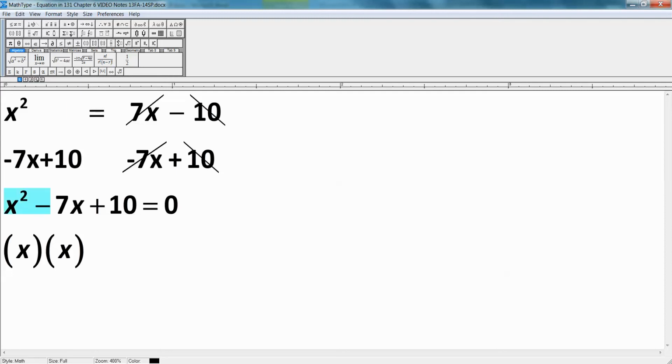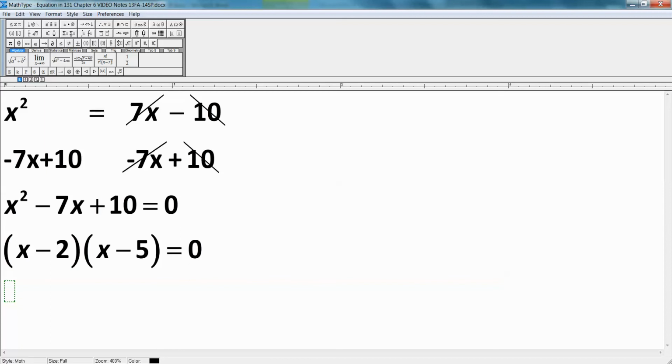Now, this is a trinomial here, but luckily for us, the leading coefficient is 1 because it's plain x squared. So if you recall, the 1s are the easier ones to do. So you just need to figure out what two numbers would multiply to positive 10, but add up to negative 7. And that's 5 and 2. Okay? So now we have it factored.